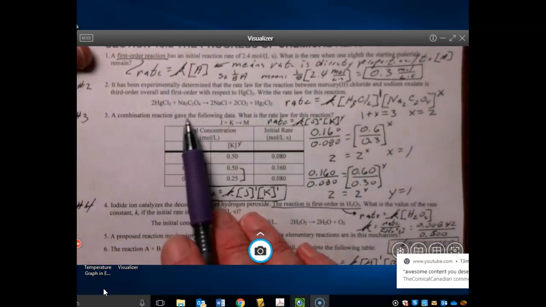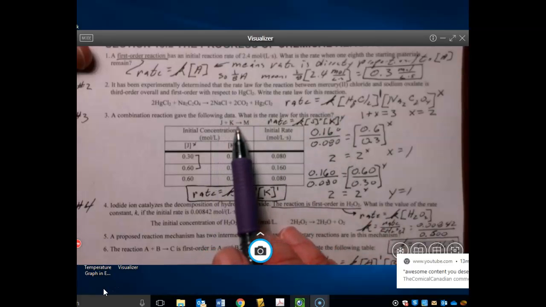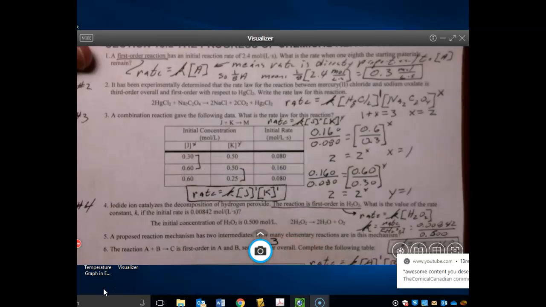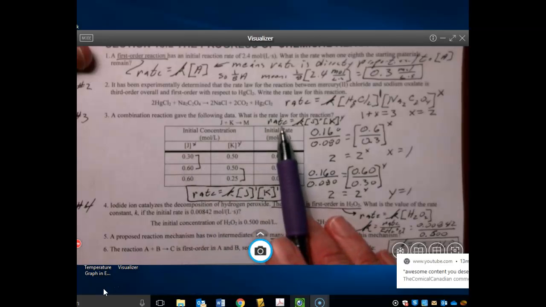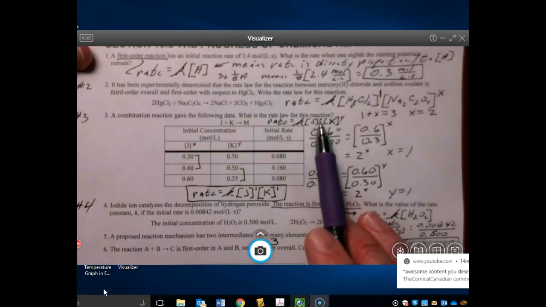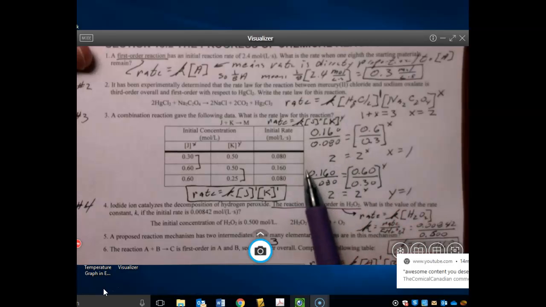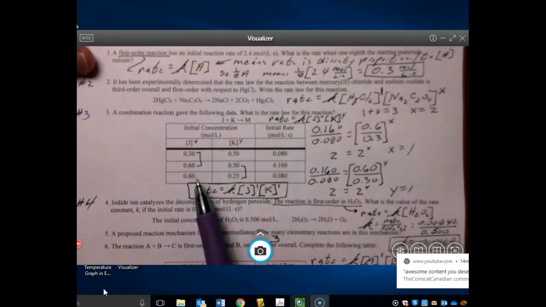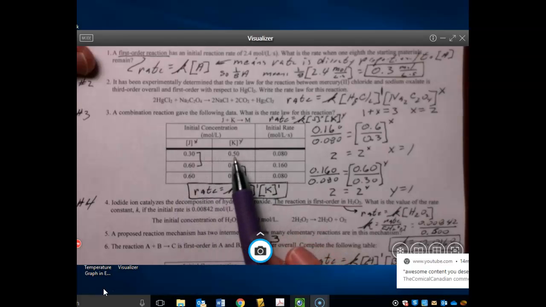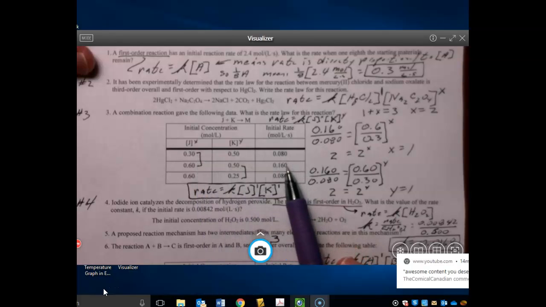we've got a combination reaction that gave the following data. What's the rate law for this reaction? J plus M made M, and they gave you a table of data. We know the form of the rate law has to be rate equals K times the concentration of J to a power we'll call X times the concentration of K to a power we'll call Y. And then they give you a table of data, and in the first 2 experiments, K is being held constant and J is doubled. So, and we also have a change in the rate.